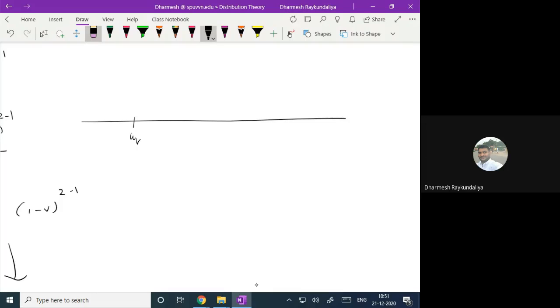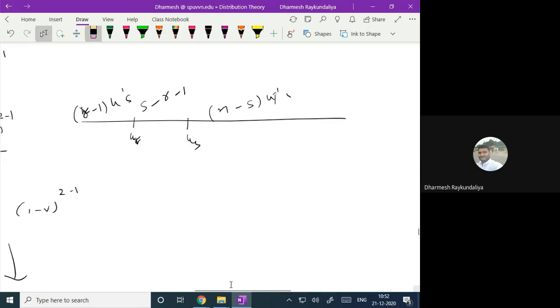if this is the UR, this is the US, and there are n observations, then how many observations precede the UR? So we know that it is, how many? R minus 1 U's precede this. How many observations lie between UR and US? It is S minus R minus 1 U's that lie between UR and US. And how many observations exceed the US? It is n minus s U's. So that we know.